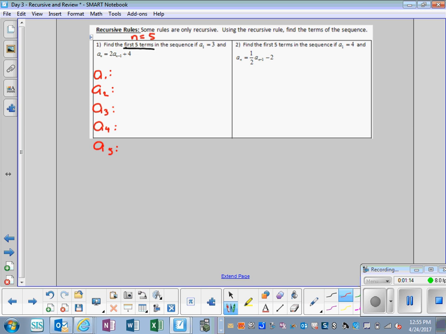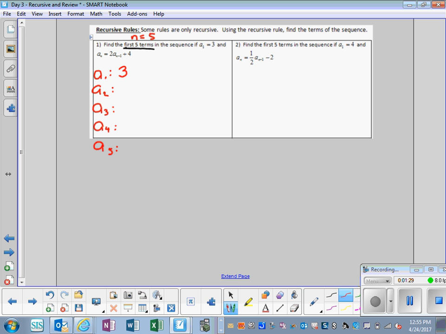They tell you that a sub 1 equals 3. So it starts off with 3. It's on the back of the first page. It says part 2.